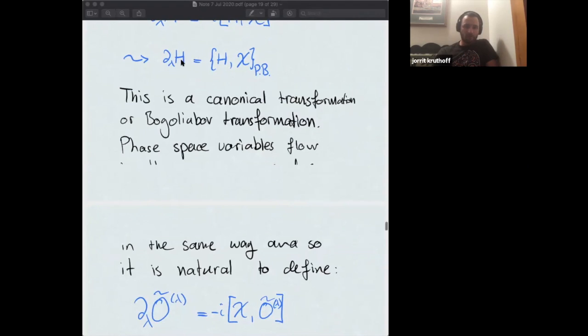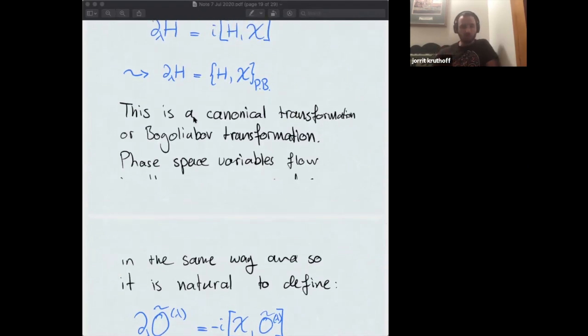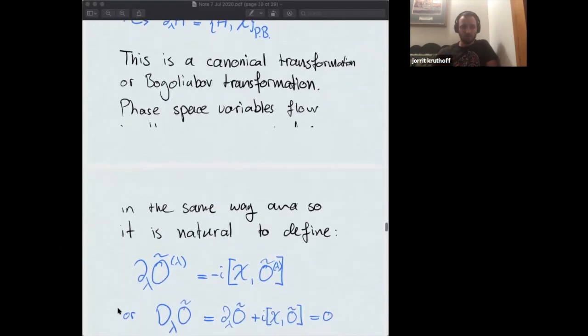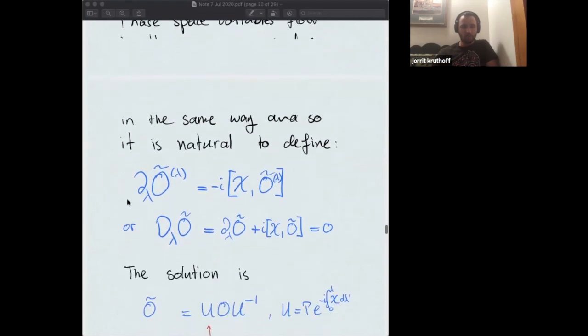And now comes the definition of these O tilde operators that I talked about a little bit before. From this particular definition of the Hamiltonian, it also seems natural, since these phase space variables also flow in this particular way, to define a set of operators that flow in exactly the same way. So they would also obey a similar type of equation. And this is the defining equation for this O tilde operator.